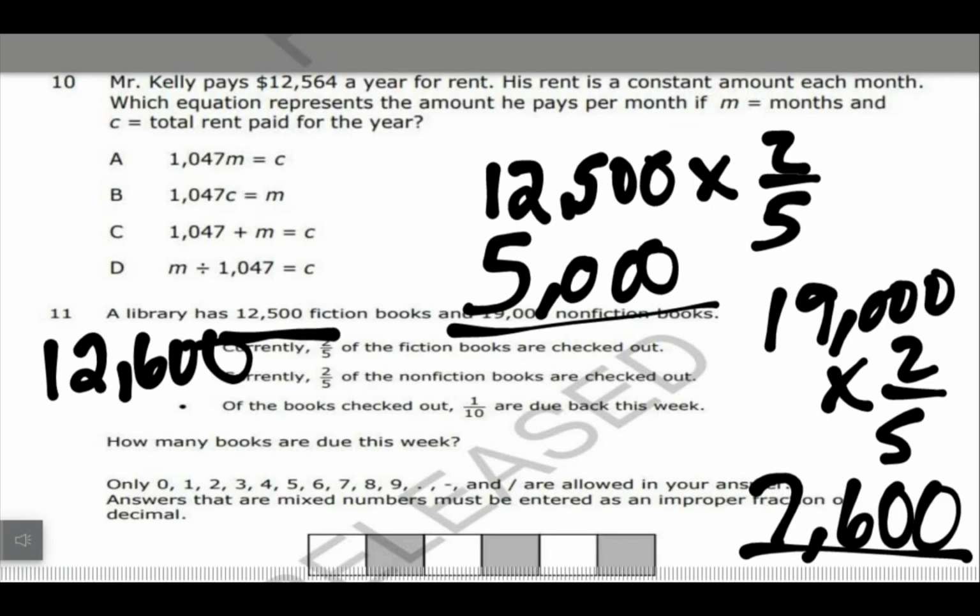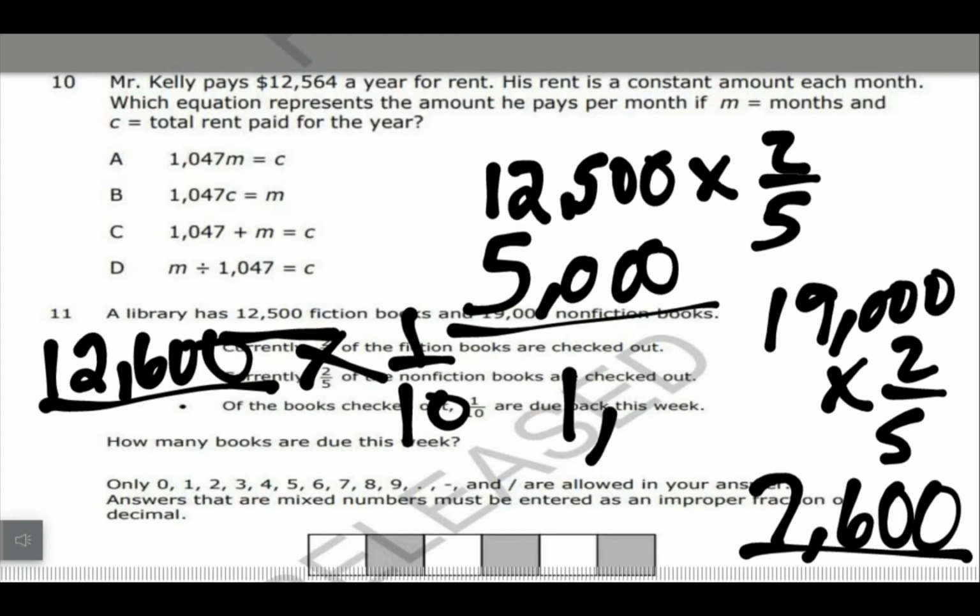All right, so basically to figure out that, we got to take this, times it by 1/10. All right, so 12,600 times 1/10, which is just, I probably would just change it to a decimal. That's 0.1. All right, and that's 1,260. So again, this one is just to fill in. All right, no decimals or anything, so you just put in 1260 into the answer box.